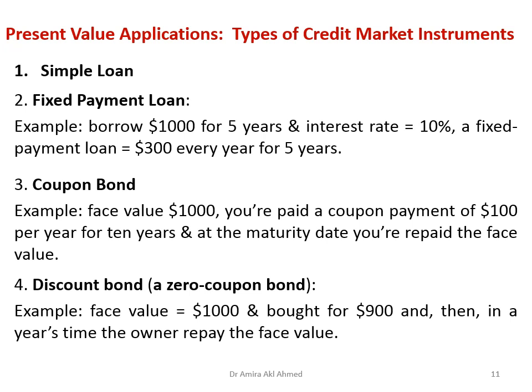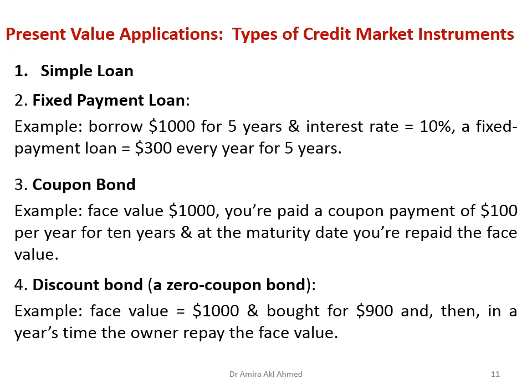A coupon bond with $1,000 face value, for example, might pay you a coupon payment of $100 per year for 10 years, and at the maturity date, repay you the face value amount of $1,000.